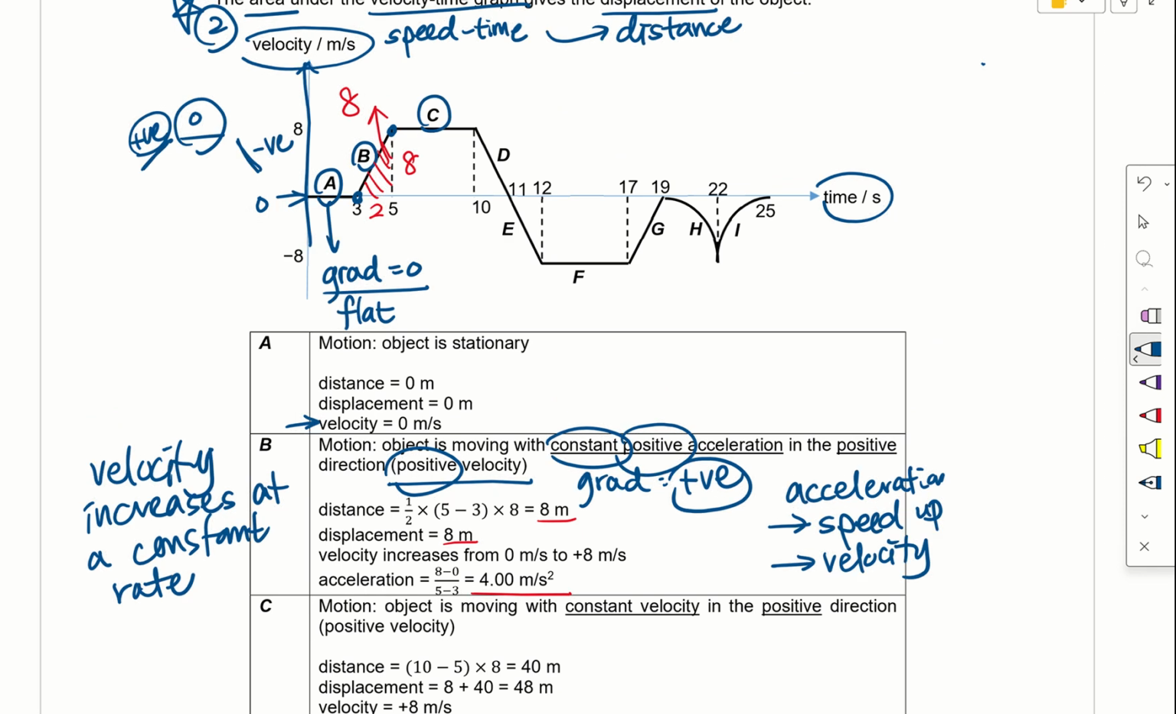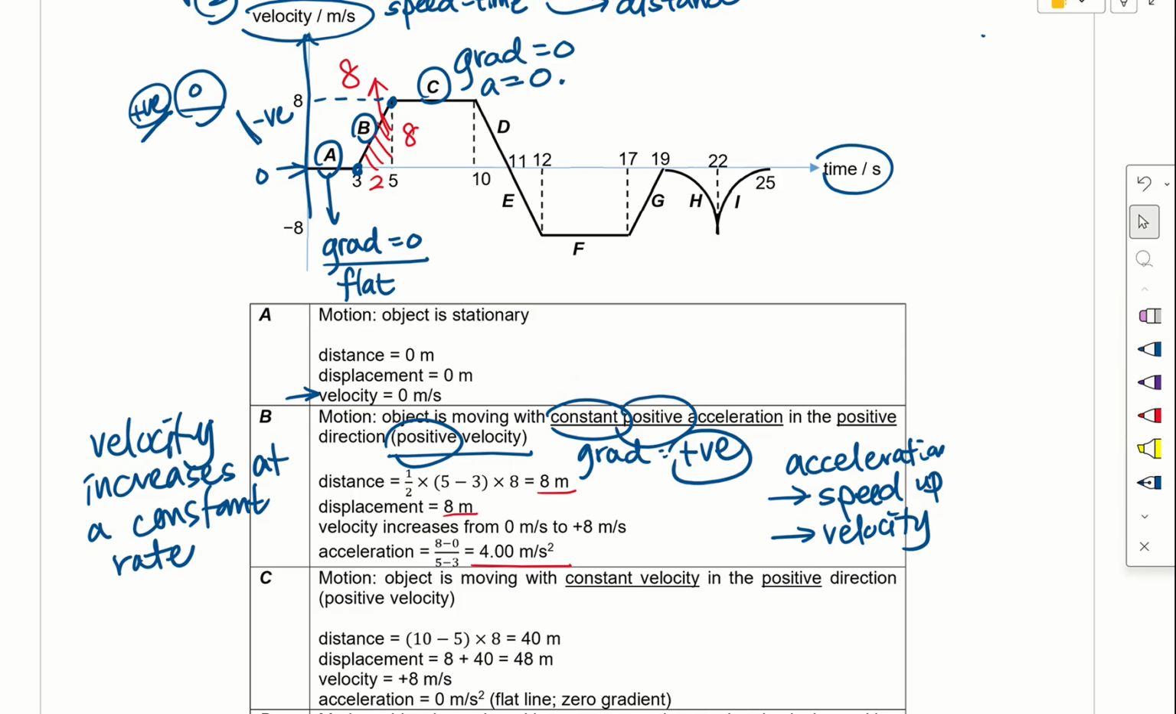The gradient again is 0. But what does the gradient represent? The gradient represents acceleration. Therefore, the acceleration is 0, right? So is it not moving? Which is not true, right? Because it's actually moving with a constant velocity of 8. Okay, constant velocity of 8.